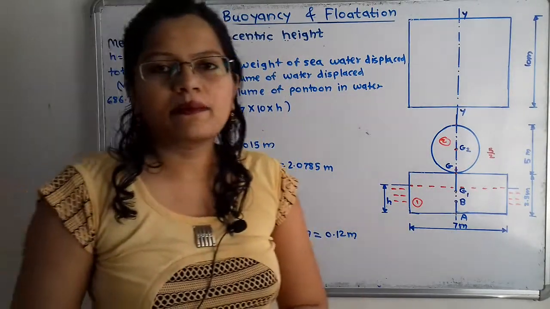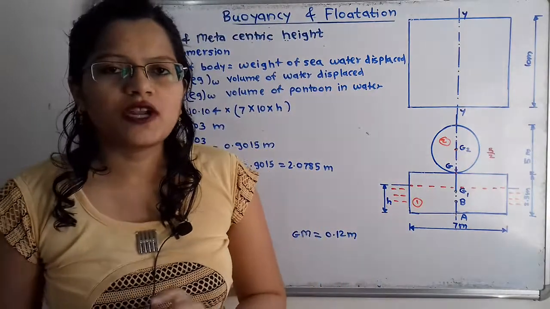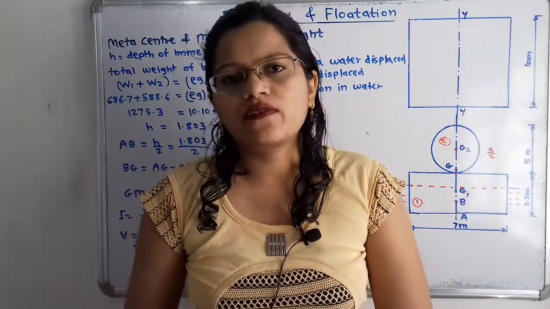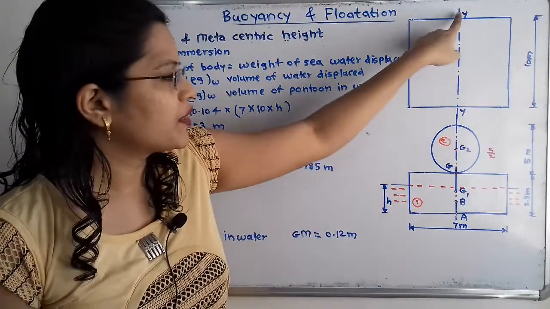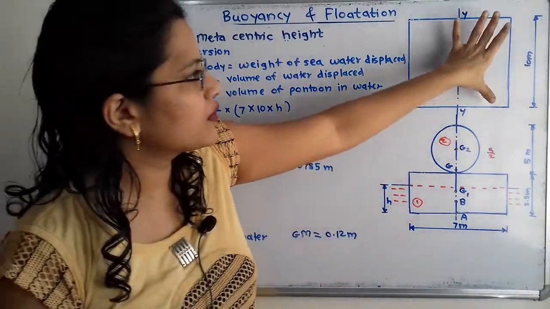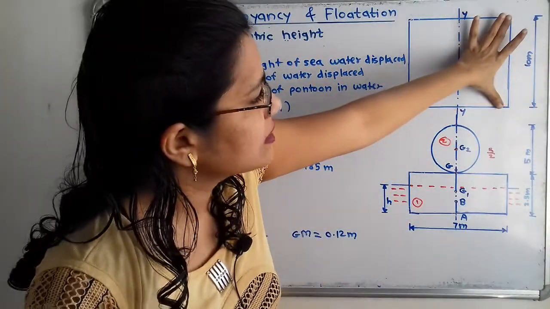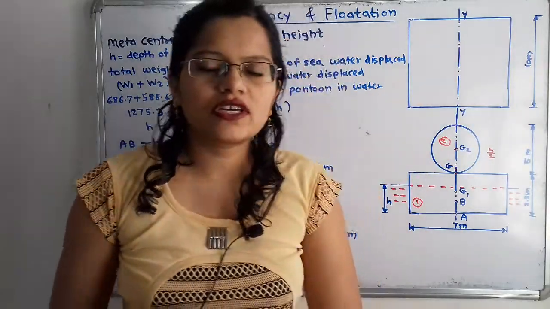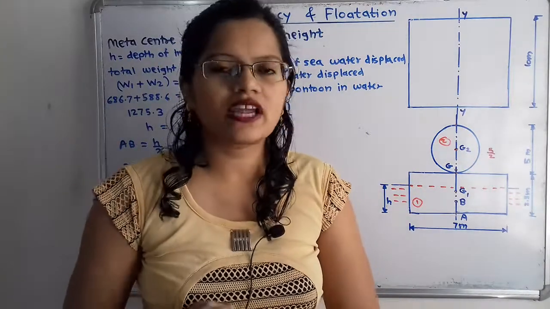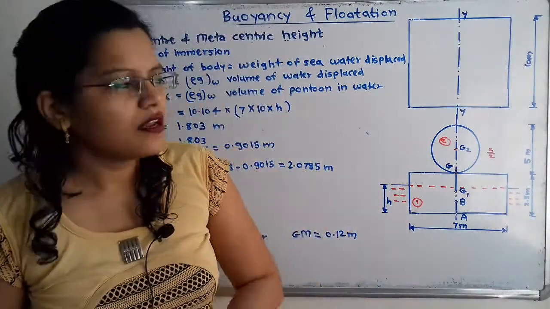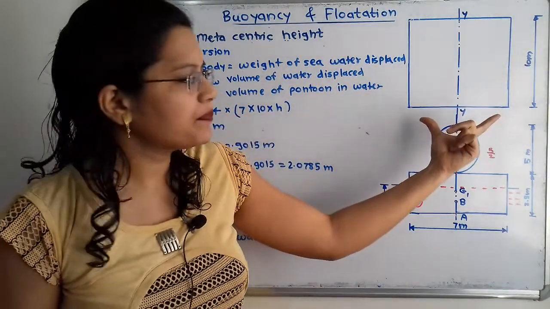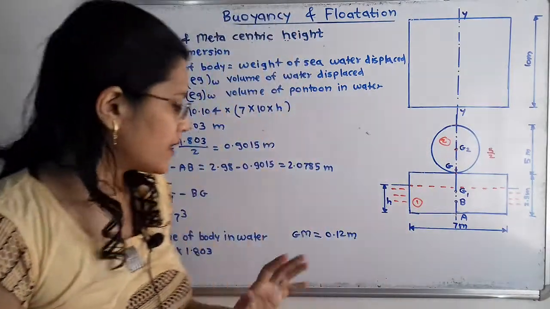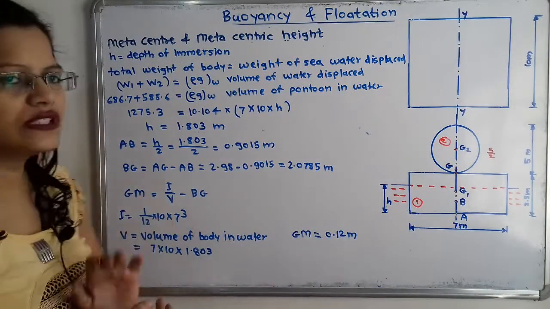Now we will calculate the metacentric height. The formula is I by V minus BG. What is I? That is the moment of inertia about this axis YY. Now if we observe this section, here we have to take the moment of inertia. The length is 10 meter and the width is 7 meter. For this rectangular shape, the formula for the moment of inertia is 1 by 12 multiplied by length multiplied by width cube. So we can write 1 by 12 into 10 into 7 cube.